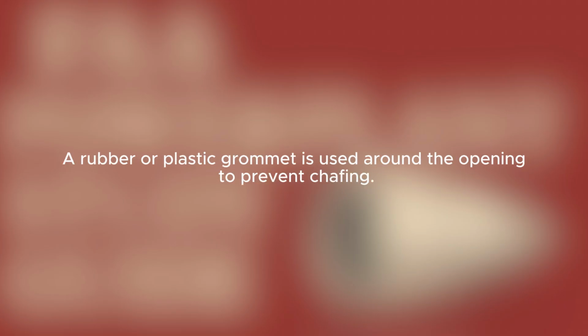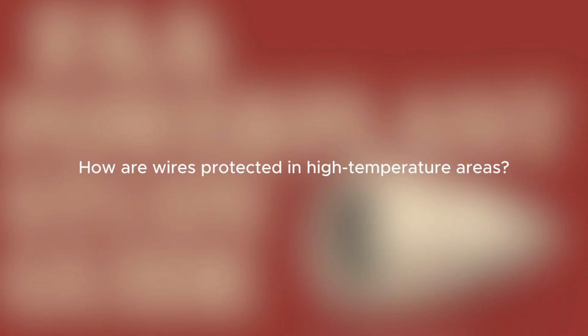How are wires protected when passing through bulkheads or frames? A rubber or plastic grommet is used around the opening to prevent chafing. How are wires protected in high temperature areas? They are insulated with high temp materials and often placed inside protective conduit.